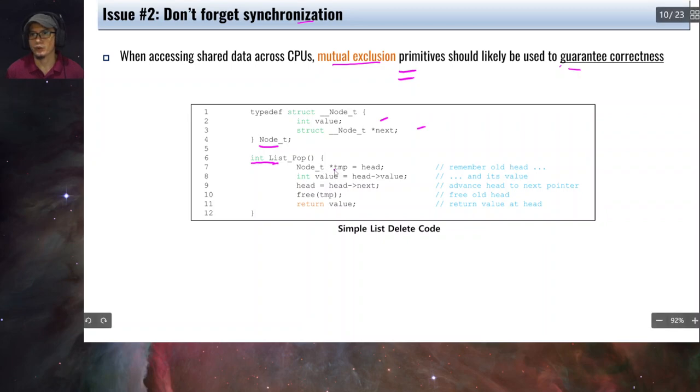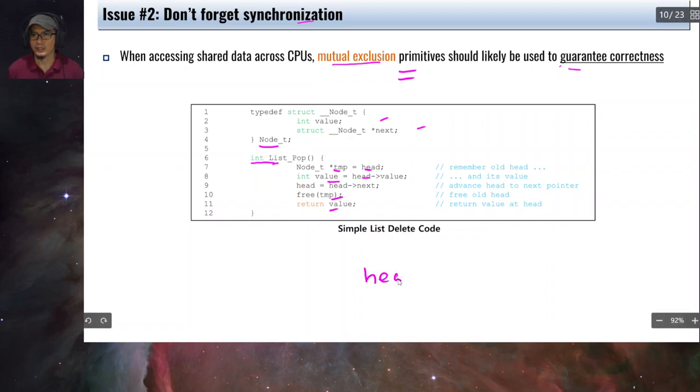First, we create a temporary node and point that to the head of the list. And then we extract the value because we're going to return this. And then we move to the next of the head to indicate that we're going to remove the head and then finally return the value. Now, what if two processes are executing this piece of code? So there surely will be some problem.